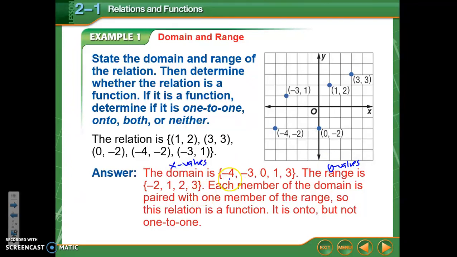So this is a function because the x's do not repeat. So we can say, yes, it is a function. It's onto because I use every element in the range, but it's not one-to-one because my range value of -2 is repeated.